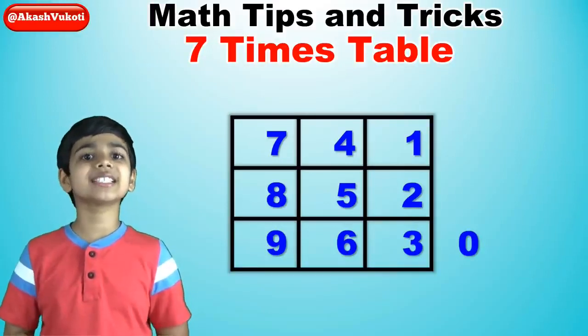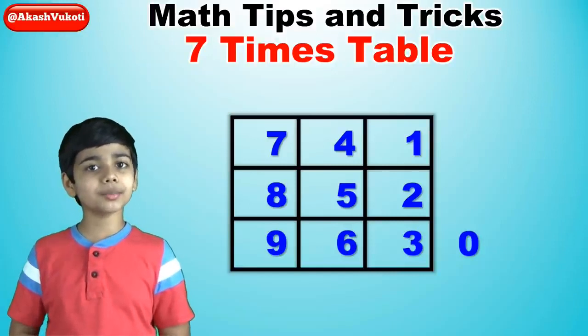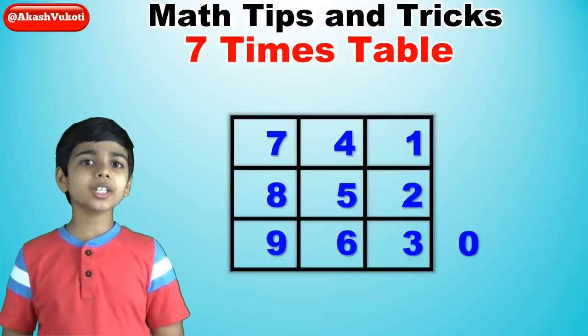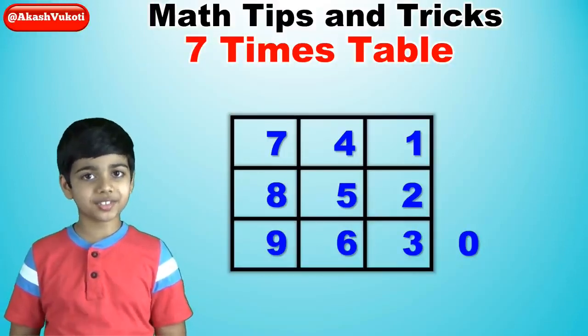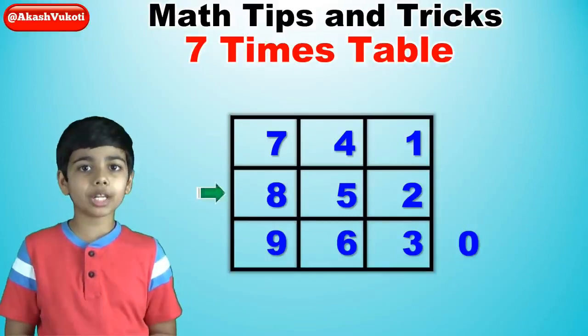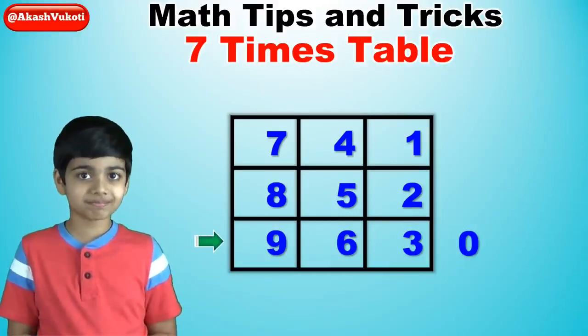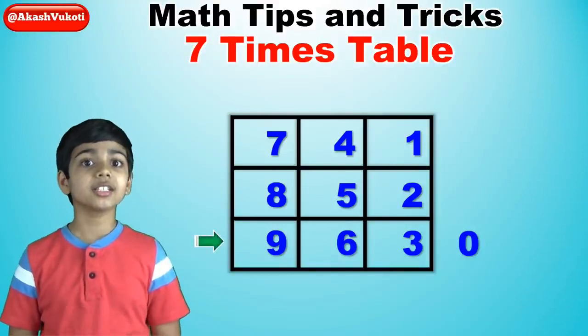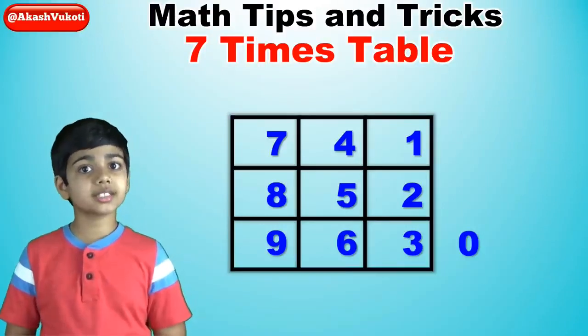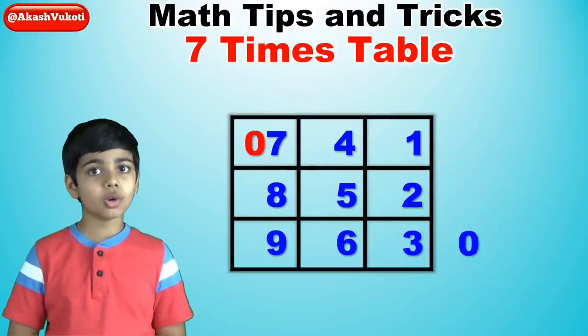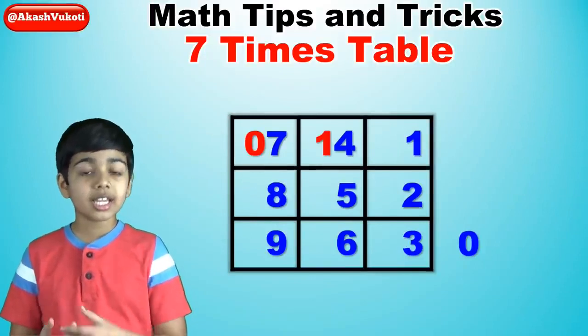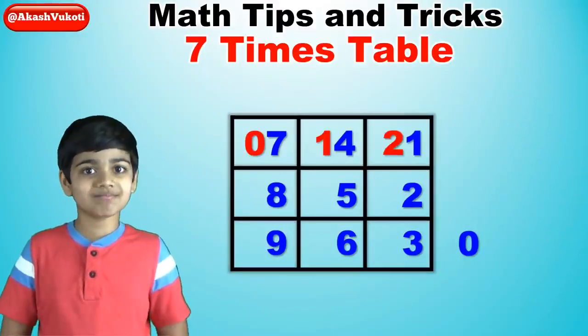Now we come to the tens digits. It's a little bit more complex. So we're gonna break this up into 3 sections: top row, middle row, bottom row. For the tens digits in the top row, we will write 0 in the first box, 1 in the second box, and 2 in the third box.